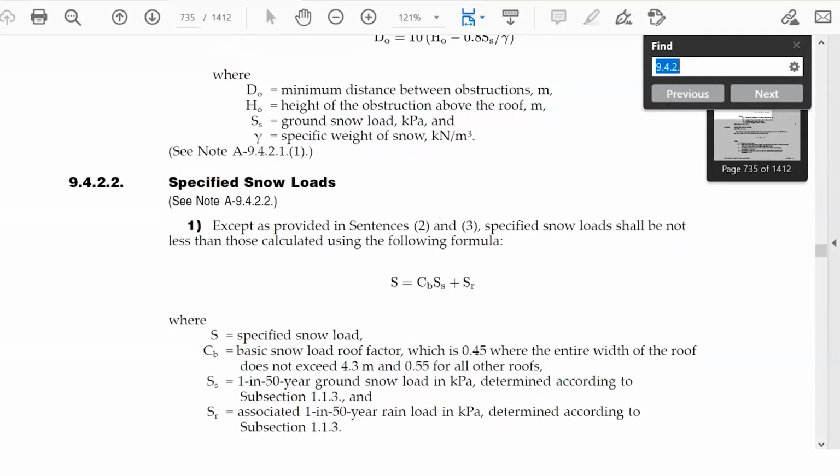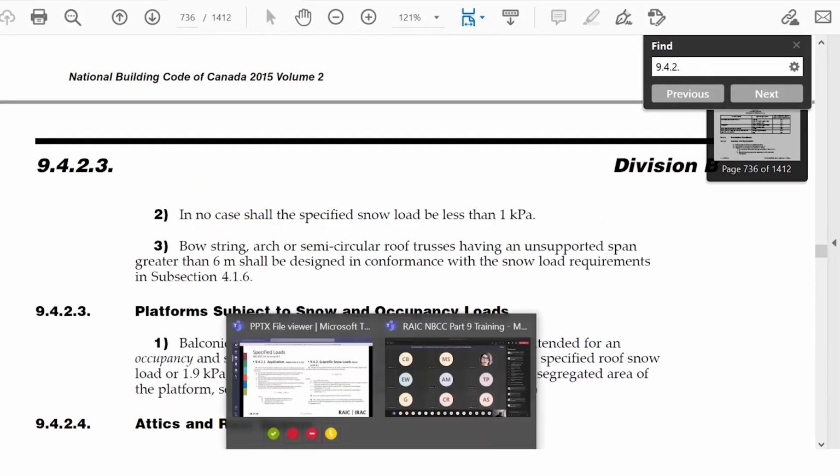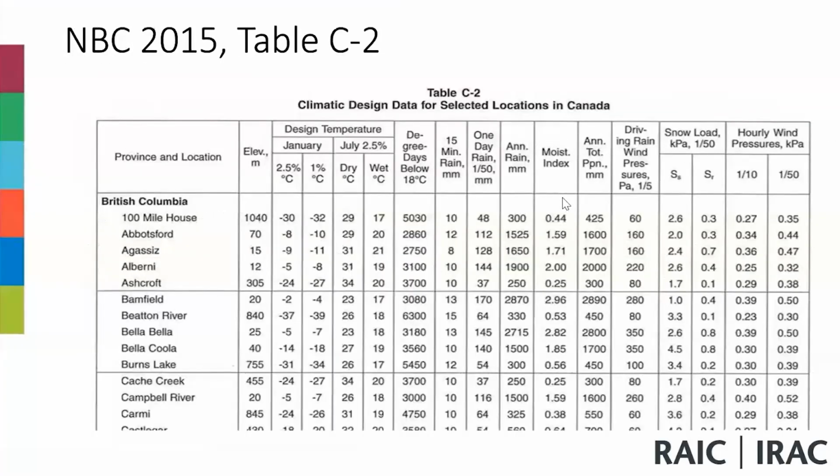So in order to find what SS and SR are, where do we want to go? In accordance with the 1 in 50 rain load in kPa. Page down. So we saw that. So let's take a look here at this table. So we go to the climatic design data. So 1 in 50.